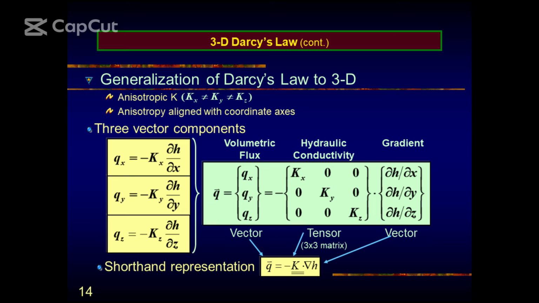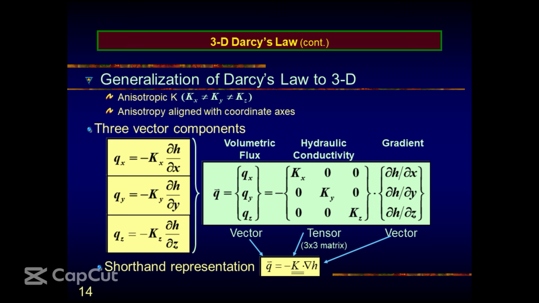When you come to this phase, now this is the y-axis, so you have k, y, y. This is k, y, x. This is k, y, z. This is the z-axis, you have k, z, z, k, z, y, k, z, x. This is the x-axis, you have k, x, x, k, x, y, k, x, z. These are the components of the hydraulic conductivity, 9 in number.